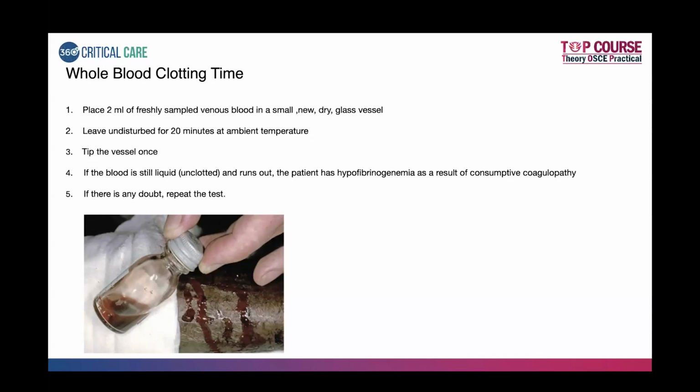Now, the important thing is this test is mostly done in the emergency setting or in a resource limited setting. In setups, mostly the tertiary care setups, where you have access to coagulation testing like fibrinogen, PT-INR, APTT, whole blood clotting time is not routinely needed. This is as per the National Rural Health Mission guidelines from India.